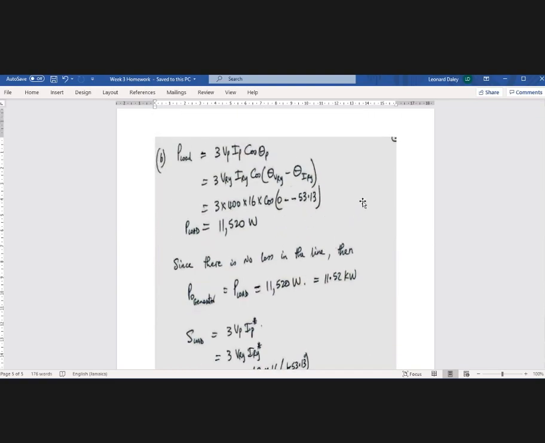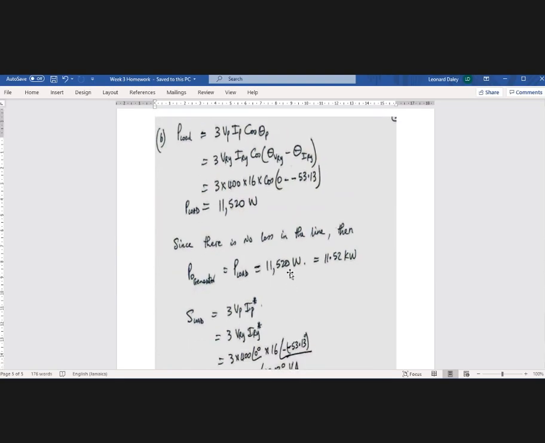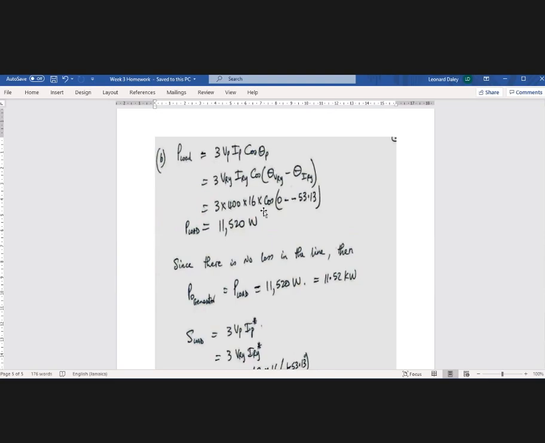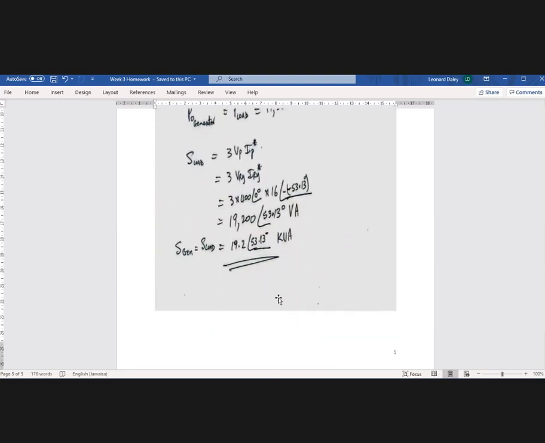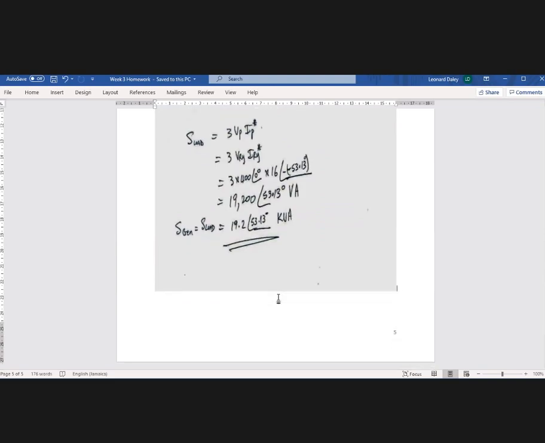S equal to P plus jQ. You would have to go and find Q next, and you don't really need to do that. Remember, P is equal to S cos theta. So 3 VP IP is the S. If you have the power and you have cos theta, you can find S easily, which is what we're doing here. S is 3 VP IP. Remember, power is equal to S cos theta.